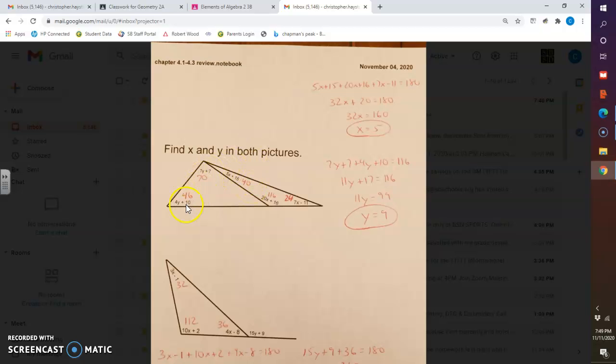To get my y's, these two y's, remote interior angles, have to equal 116. The two remote interior angles equal the exterior angle. So 7y plus 7 plus 4y plus 10 equals 116. And my y ends up equaling 9.